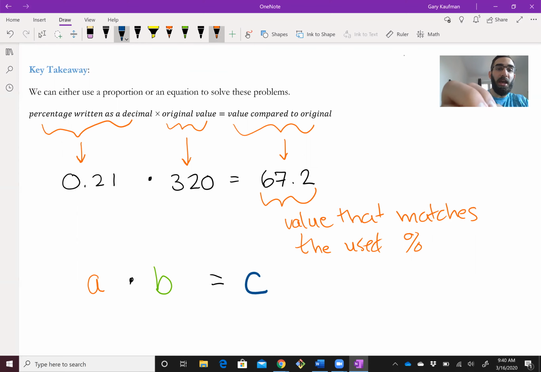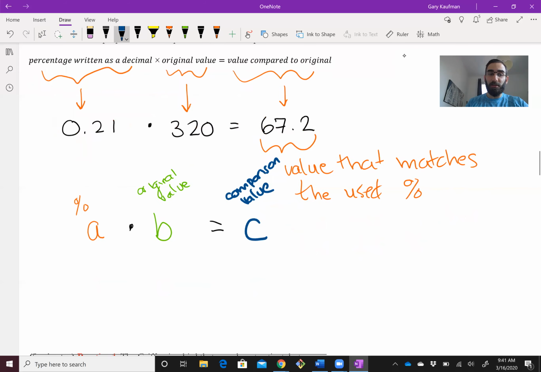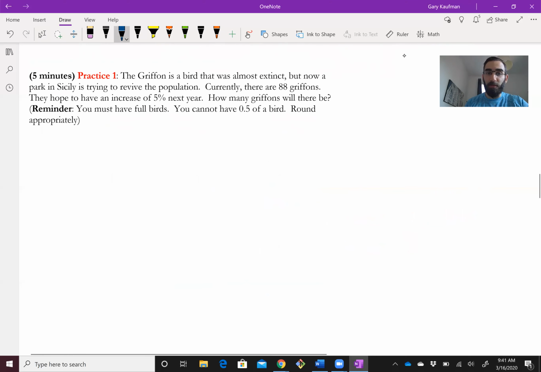We're saying that A is going to represent our percentage, B is representing our original value, and C is our comparison value. All right. So using this, here's a practice problem.